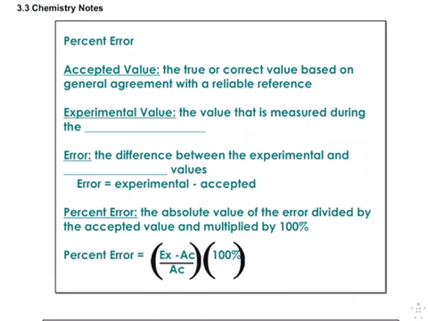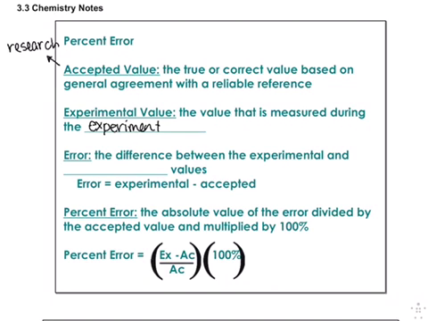Percent error. This is probably the most practical and most usable page that you will see in today's notes. The percent error looks at the ratio of how close the value you got in the lab or in an experiment is to the accepted value. So the accepted value is the true or correct value based on general agreement with a reliable reference. So you usually have to look this up. You need some kind of research for this. And then the experimental value is the value that is measured during the actual experiment.